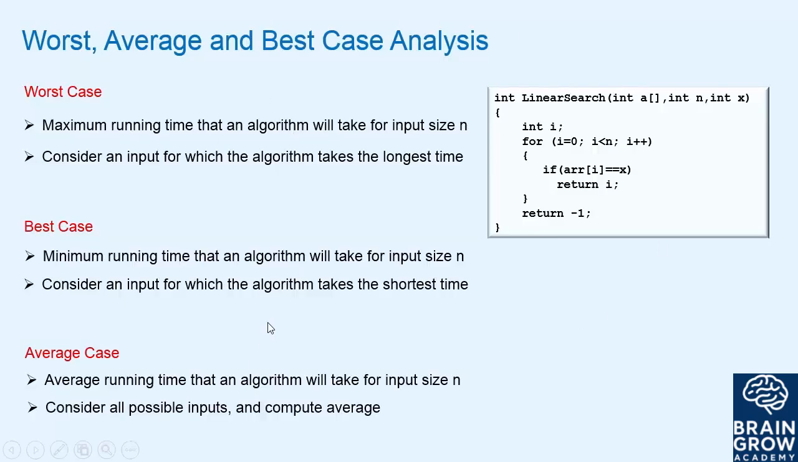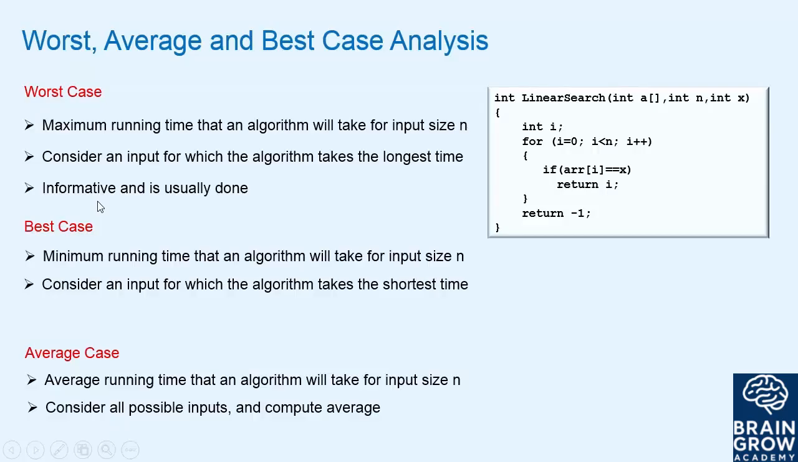In average case, we consider all possible inputs and compute an average. In this case, we have to assume certain probabilistic distribution for the input data. The most common assumption is that all possible permutations of an input are equally likely.